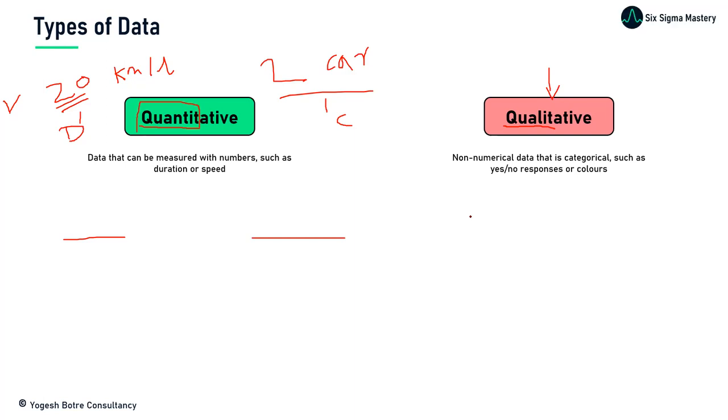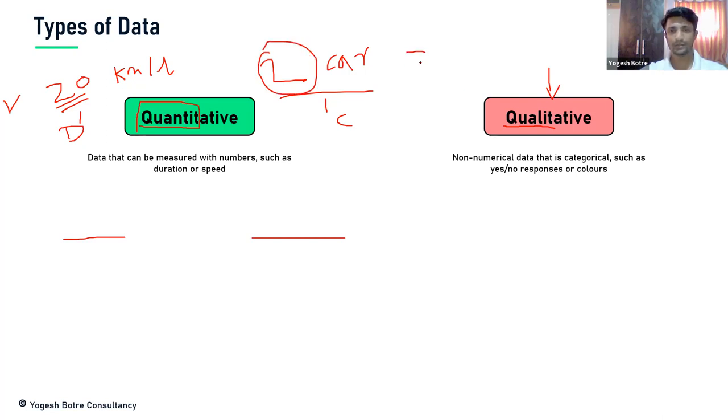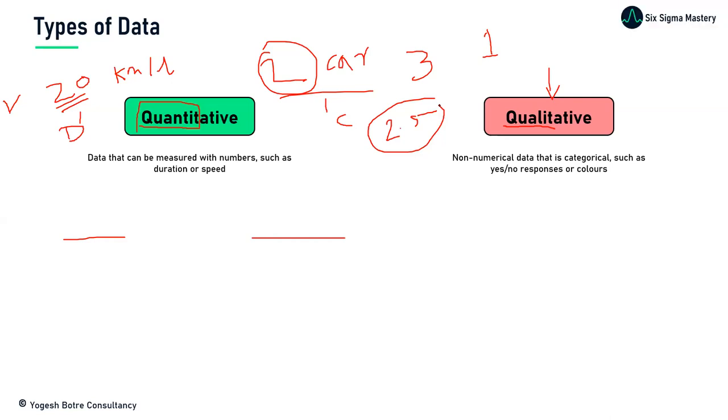To put it in simpler words, if you are able to break the data down into its subcomponents, into digits or decimals, then that is continuous data. If you are not able to break it down, then it is discrete data. For example, when I say I have two cars, I can only have one, two or three cars. If I say I have 2.5 cars, does this make sense? No, of course not. How can someone have 2.5 cars, or 3.5 defects or 3.2 defects? It doesn't make any sense.